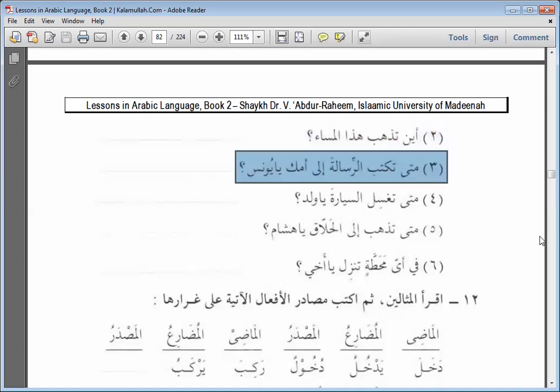Now, متى تكتب الرسالة إلى أمك يا يونس؟ When are you writing a letter to your mother, O Yunus? Right? Yunus will reply, what? سأكتب. Right? تكتب, you write. أكتب, I write. Okay? سأكتب, I will write. Right? You all with me on that one?